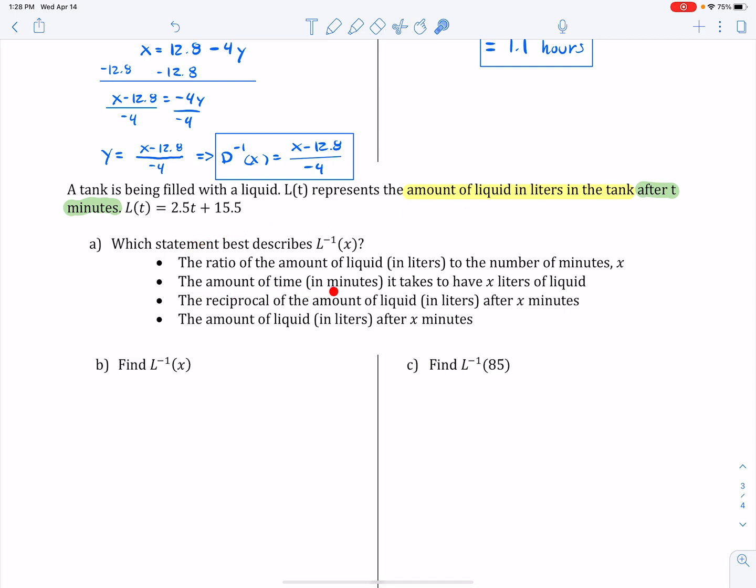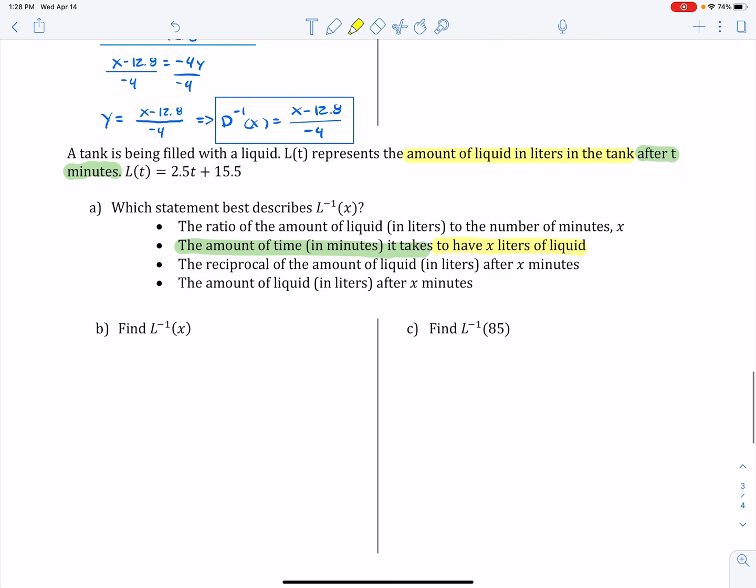The amount of time in minutes it takes to have X liters of fluid in the tank. So it's going to be this one: the amount of time it takes, and then we're going to have X liters of liquid. Okay, so I highlighted the inverses that are taking place for you. The reciprocal, the amount of liquid after X minutes, no, and then the amount of liquid in liters after X minutes is not it either.